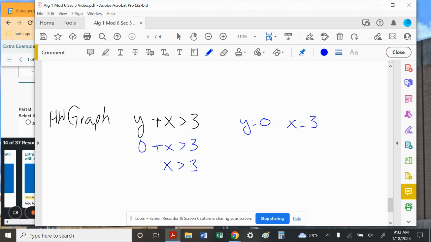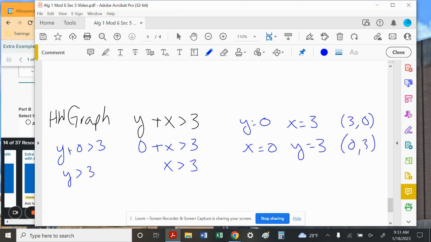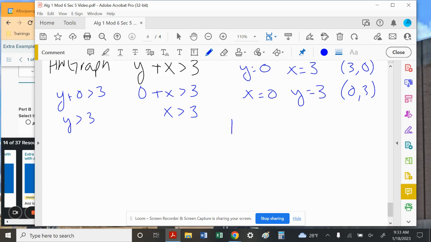That's because I set y to 0. I'm going to set x to 0 next, and then I'm going to do y plus 0 is greater than 3. So y is greater than 3, so that means that in the second case, I have 0, 3. In the first case, I have 3, 0. So now it's a little easier to graph if you do it that way. That's a different way again. Notice 3, 0: 1, 2, 3 would be right here. That point is 3, 0. And then 0, 3: 1, 2, 3 would be right here. So that is 0, 3.